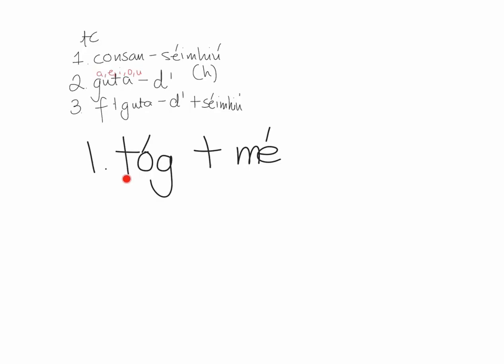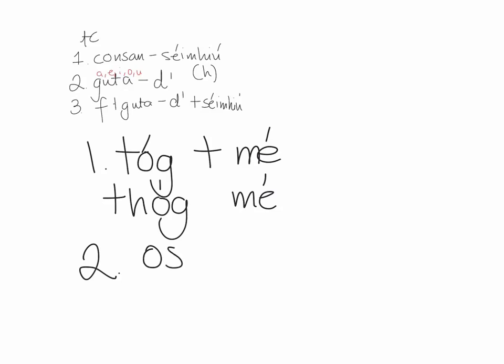So tóg, T, is a consonant. It's a consonant. So therefore we are going to get a séimhiú, T H O G. Thóg mé. Then ól, we opened.